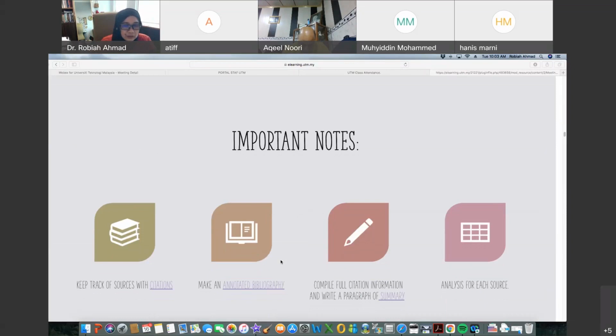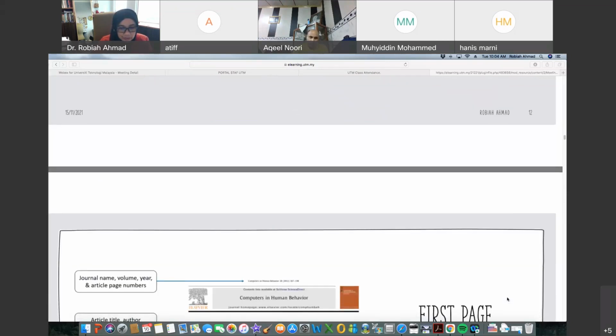Important notes: keep track of the sources. You have to remember the citation. Usually when I save the paper, I note the year, name of the journal, and the title, so it will be easier to go back to that paper. Make an annotated bibliography: compile full citation information, and write a paragraph of summary and analysis for each source. So we're going to look at some example here.